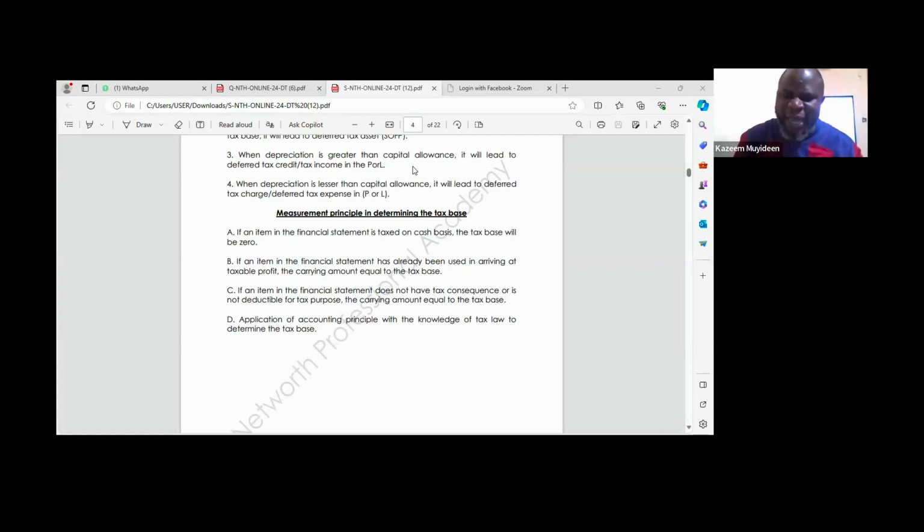Now, the second one says, if an item in the financial statement has already been used in arriving at the taxable profit, the carrying amount equals the tax base. The third: if an item in the financial statement does not have tax consequence or is not deductible for tax purpose, the carrying amount equals the tax base. And lastly, application of accounting principles with the knowledge of the tax law to determine the tax base. That's what we have done now. IAS 2 was used by accountants, not tax people.